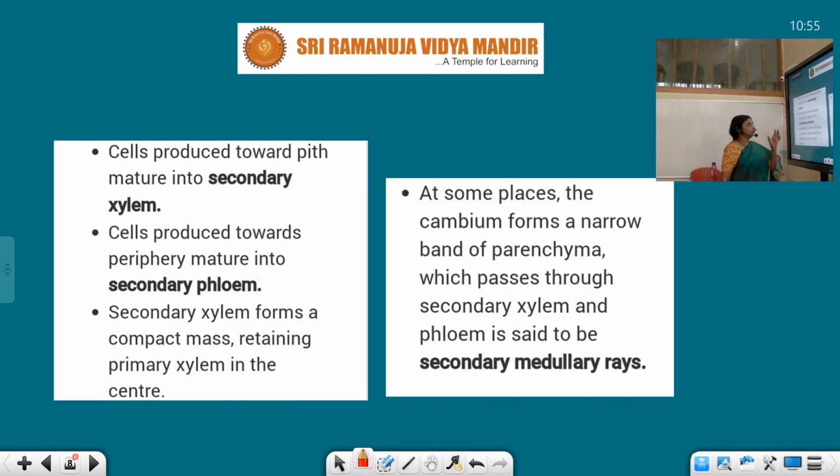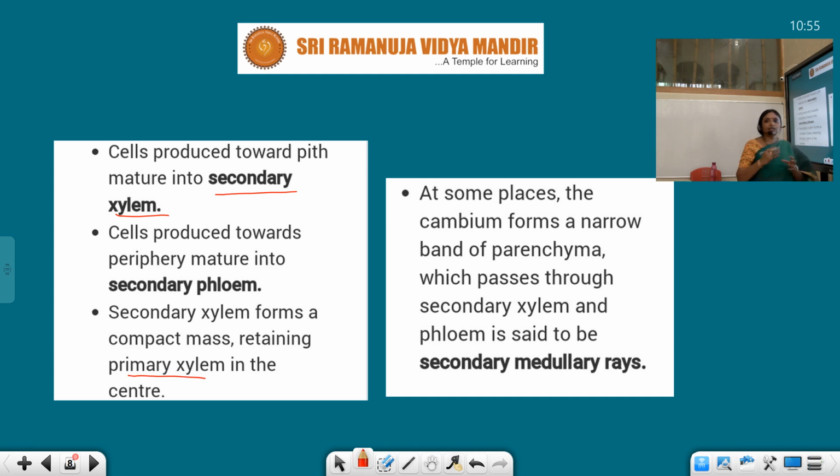Now, cells produced toward the pith mature into secondary xylem. So pith is towards the inner side, and the cells which are formed towards the inner side are known as secondary xylem. And cells produced towards the periphery and mature are known as secondary phloem. And secondary xylem forms a compact mass retaining primary xylem in the center.